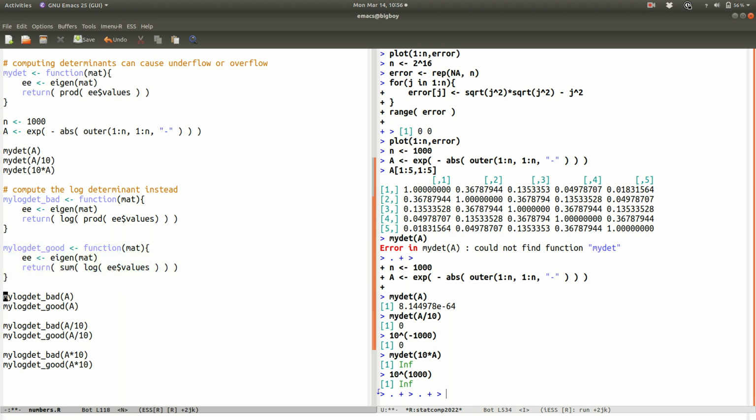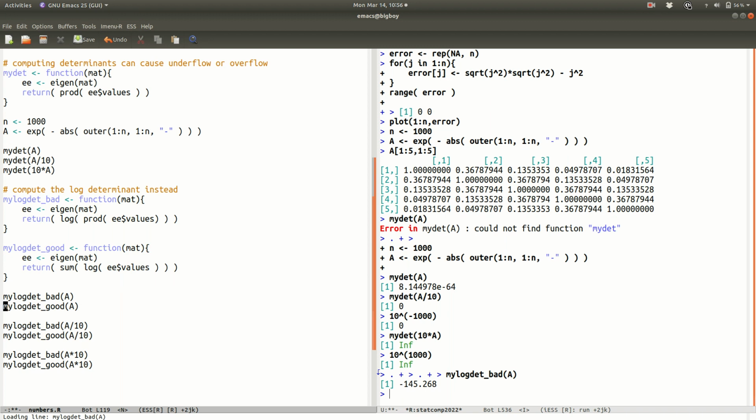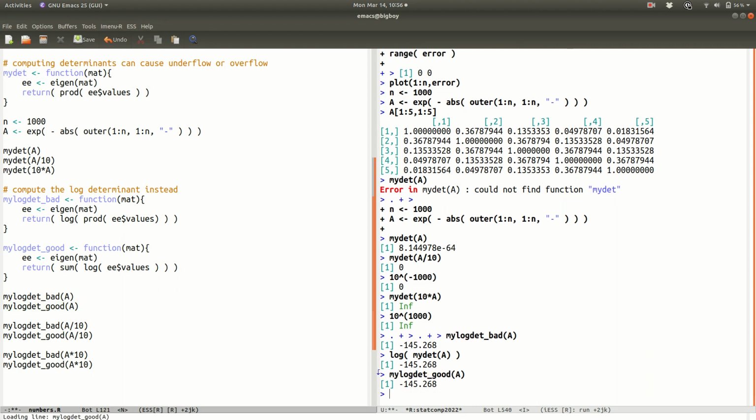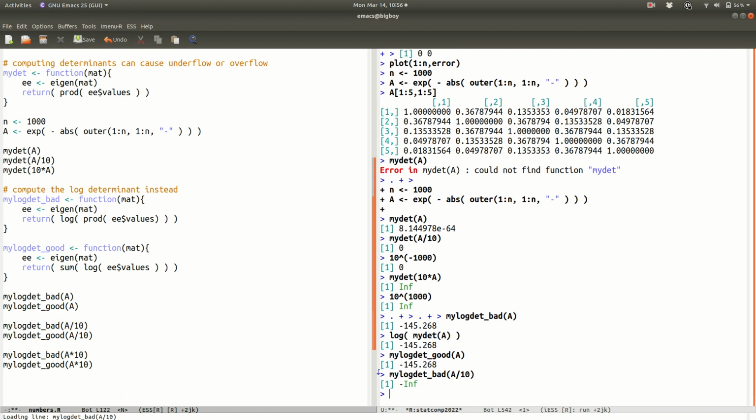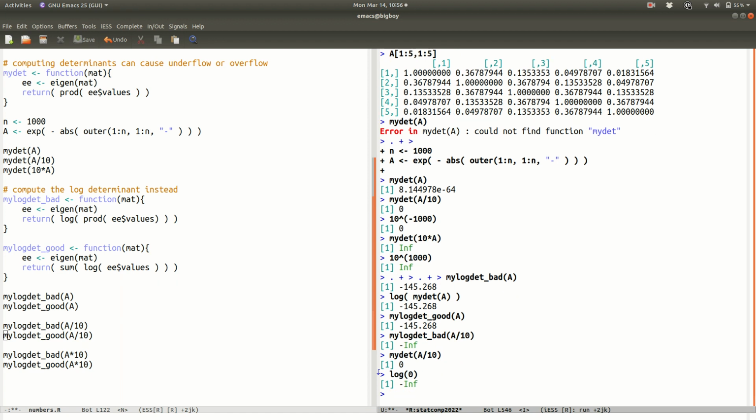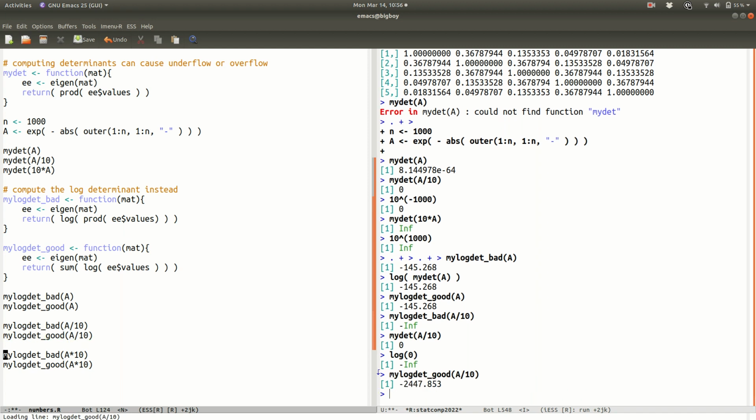So if we do my log det bad, we get that number. This is going to be exactly equal to log of my det A. If we do my log det good, we get the exact same number. So that's good. But for A over 10, we know we're going to get a bad answer here. We get minus infinity. That's because my det of A over 10 is 0, and the log of 0 is minus infinity in R. If we do the good one, we get a reasonable number.